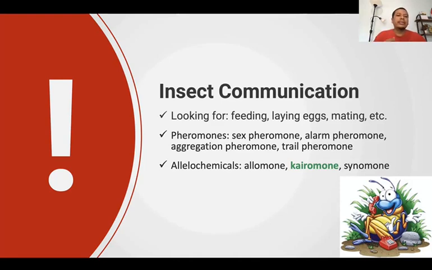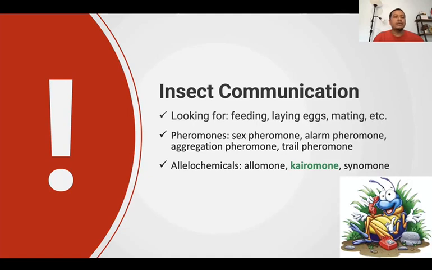We know the existence of pheromones, which are divided into various kinds such as sex pheromone, alarm pheromone, aggregation pheromone, trail pheromone, depending on their use. And then we know also about some chemicals like kairomone, allomone, synomone.